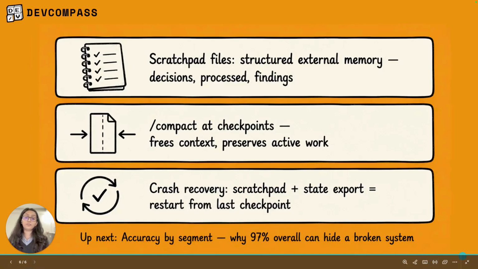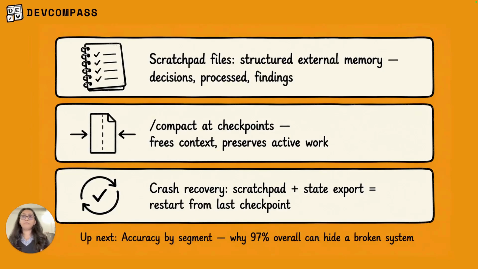So that was it for the video. We talked about Scratchpad files as structured external memory, decisions, processed findings, and about compact at checkpoints that frees up literally 80% of the context and preserves active work. If you ever undergo a crash and you want to recover, you should have a Scratchpad plus compact plus a state export so that you can restart from the last checkpoint. So context management is now handled for both conversation length and session length.